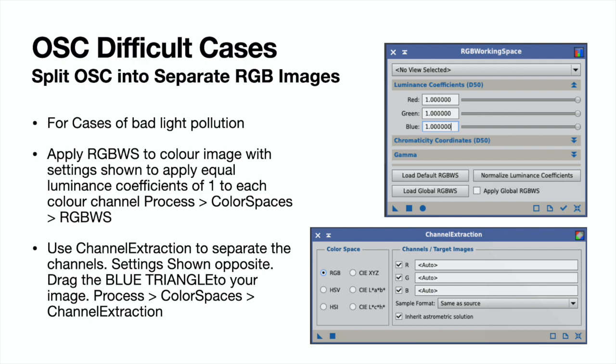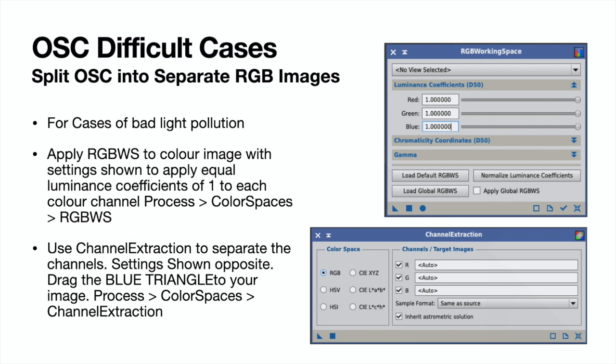The first thing to do is you need to apply the RGB working space process to the color image with the settings shown, and you need to apply an equal luminance coefficient of 1 to each of the color channels. This is shown in the top right image. This won't affect your chrominance at all, so don't be concerned. The process can be found under Process, Color Spaces, RGB Working Space.